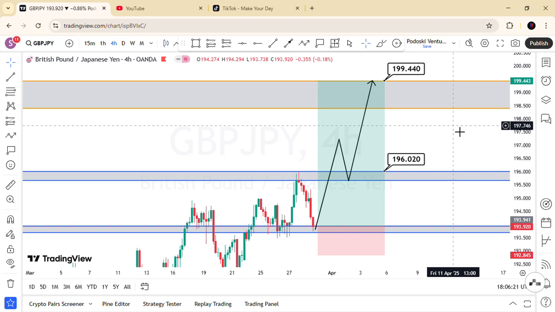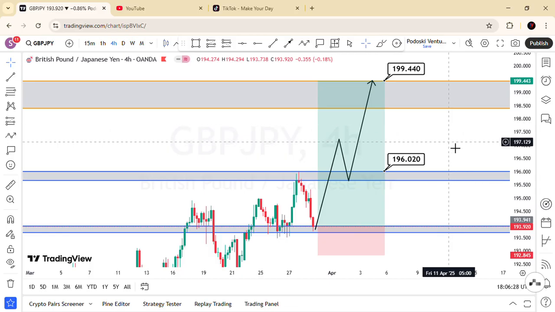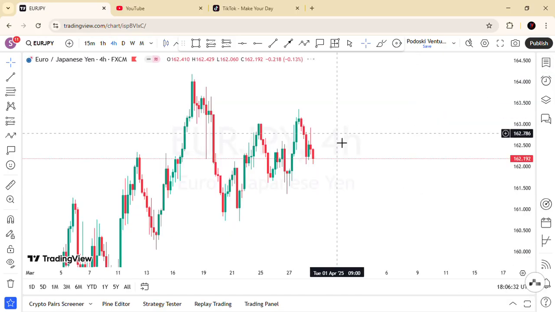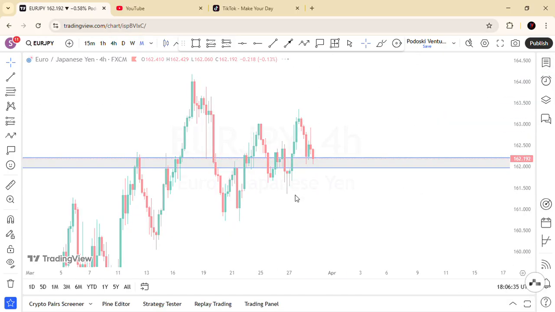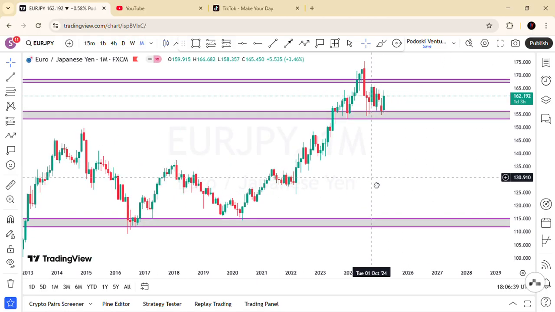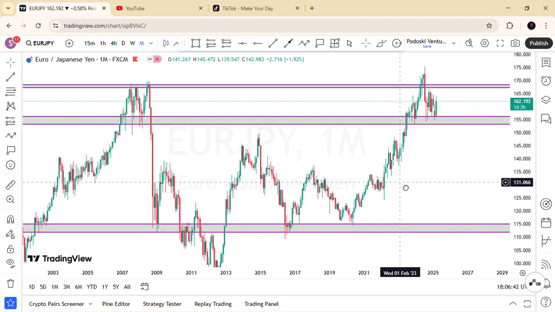So with that being said, that's one of the things which are left. Let's look at the last pair on the list. The last pair on the list is Euro JPY. We've looked at GBPJPY and Euro, now we are coming to Euro JPY, which is actually the last pair on my list for the week.